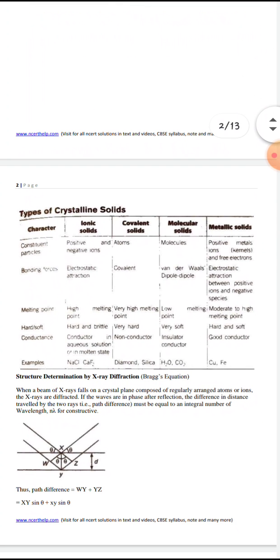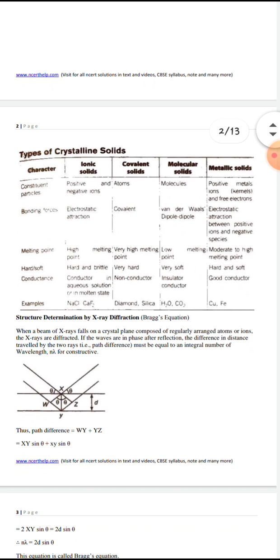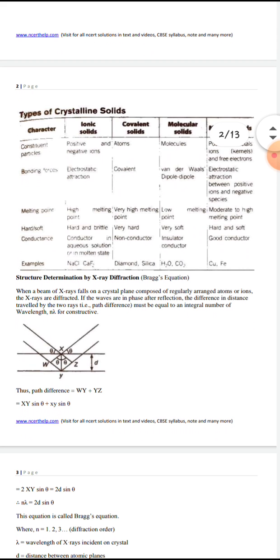Next is types of crystalline solid. So let us know the types of crystalline solid. Considering the constituent particles: ionic solids have positive and negative ions, covalent solids have atoms, molecular solids have molecules, and metallic solids have positive ions and free electrons. Next is the bonding force: electrostatic attraction for ionic, covalent bond for covalent solids, van der Waals and dipole forces for molecular solids, and electrostatic for metallic solids.